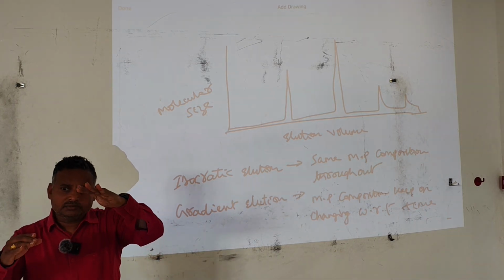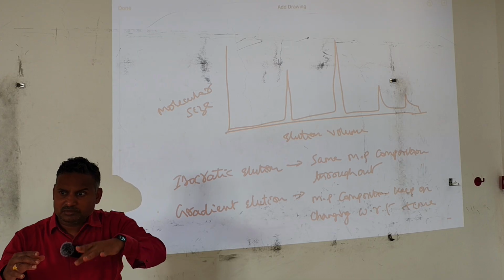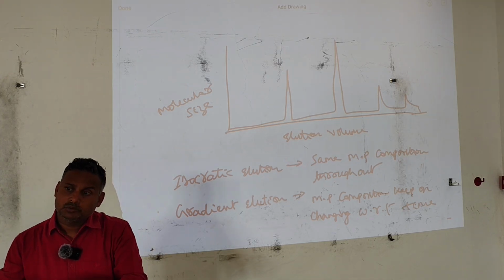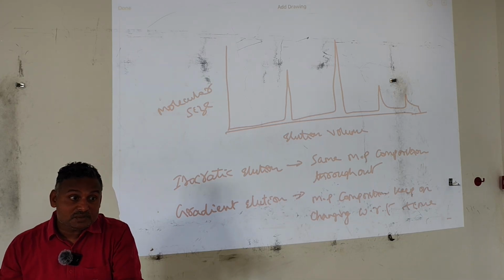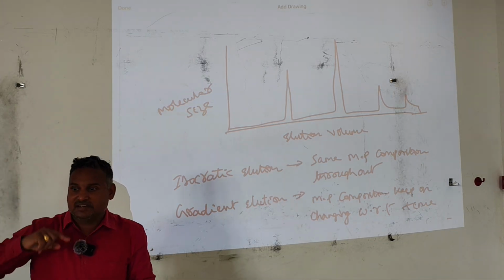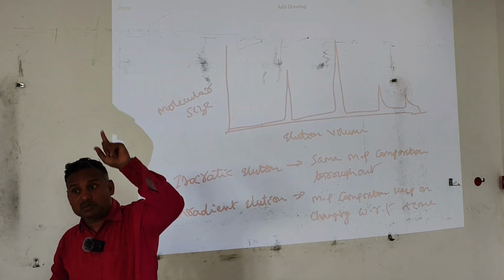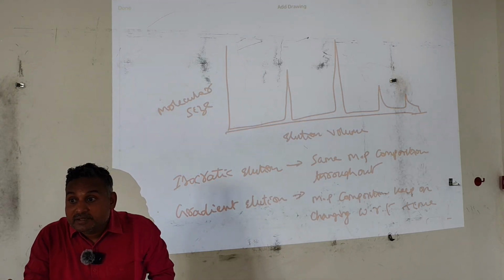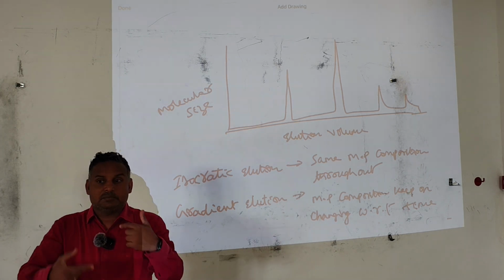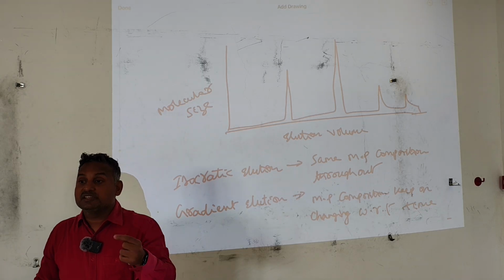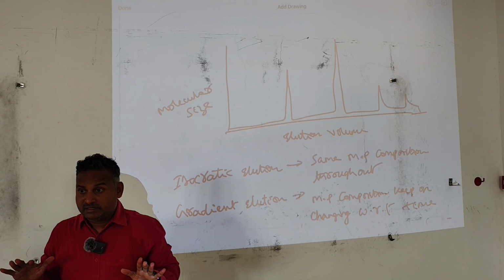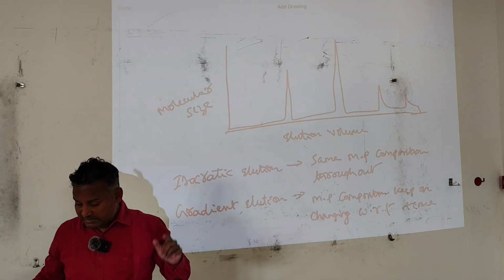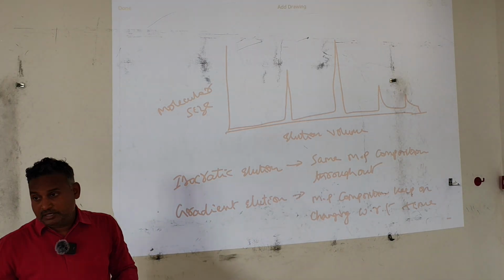After maybe 10 or 11 minutes, it will come to 0% water, 100% methanol. So you started with 100% water and you end up with 100% methanol. With respect to time, you keep on changing the composition of the mobile phase. Is it clear? That is called gradient elution.